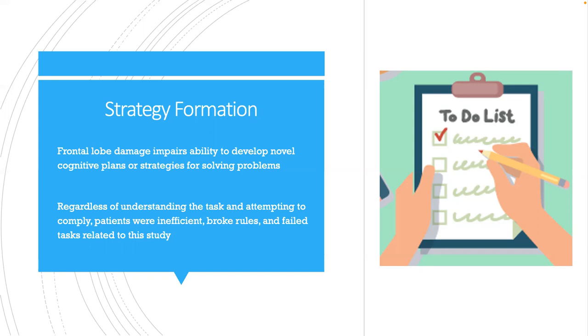And 2 of the 3 patients failed at least 4 of the tasks. So when they were quizzed, all of the patients understood the task and they had attempted to comply. They weren't simply not trying to do it. So the takeaway from that is, the frontal lobe has a really critical role in coping with novel situations.